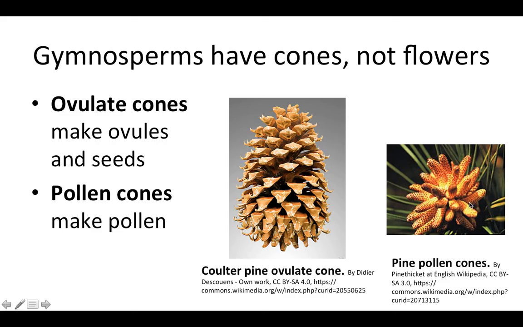You'll sometimes notice these in spring at the end of branches. They're out at the end of the branch to make it easy for wind to pick up the pollen as it gets released and carry it off to an ovulate cone. These entire cones might be on the order of a centimeter to a few centimeters long. So that's maybe a quarter inch up to an inch or two long.